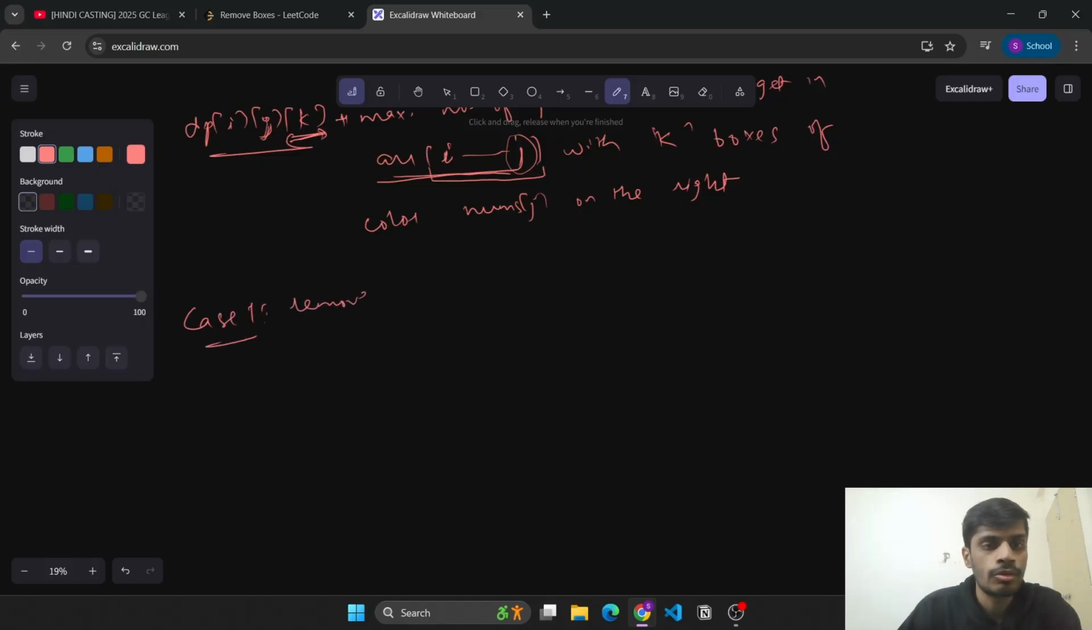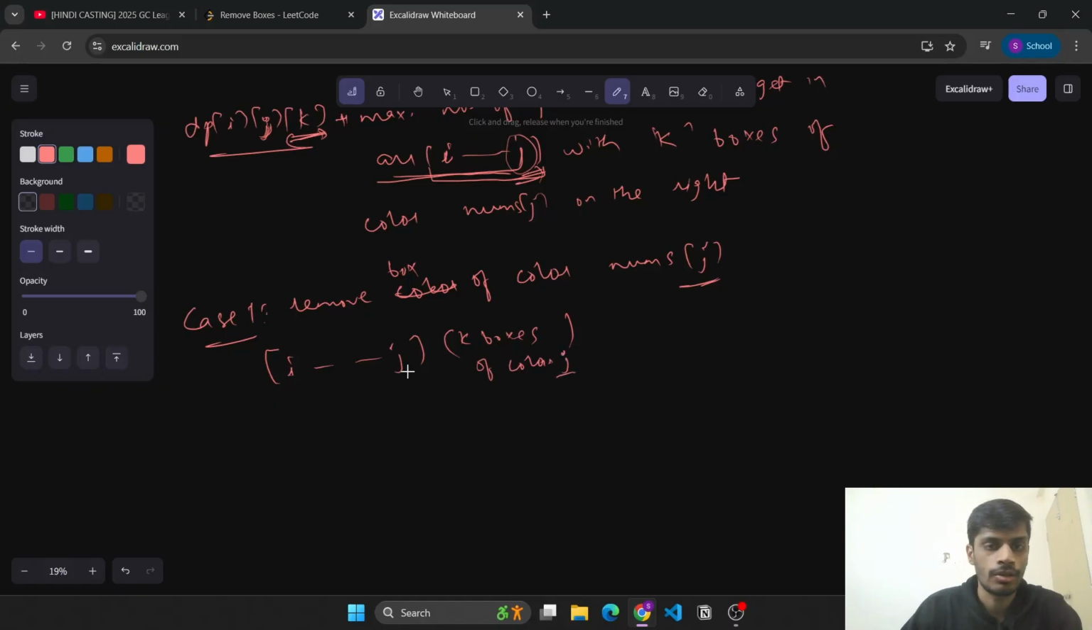a box of color nums of j. So we remove the box which has the color nums of j, here this. So we had the subproblem i till j and we had k boxes of color nums of j, here this one same. So what if we try to remove this portion? Alright, then what will we get?